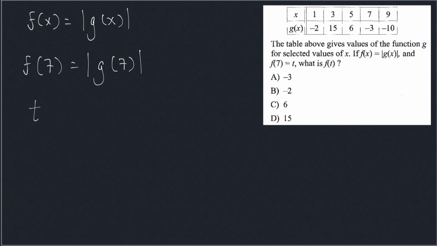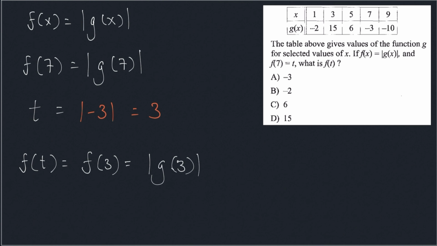I can get g of 7 from the table as negative 3, apply the absolute value function, and get the output as positive 3. Once I know that t is 3, I can easily plug that into my function f. They want me to find f of t, or f of 3, which will be equal to absolute value of g of 3. I can get the value of g of 3 from the table as 15. Therefore, my final answer will be 15.